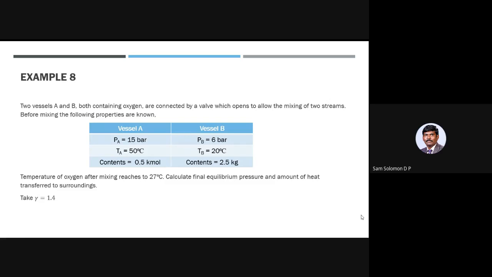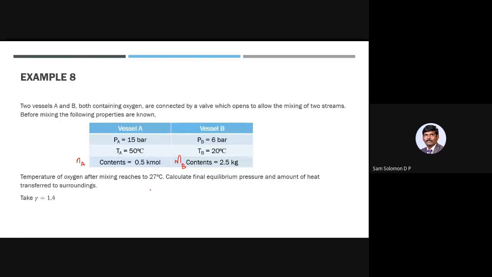Before mixing, the following properties are known. So vessel A and vessel B, they have given you the conditions. The pressure is given for both the vessels. If you look at vessel A, what is given is the number of moles, so Na is given. And if you look at vessel B, what is given to you is the mass, that is Mb.